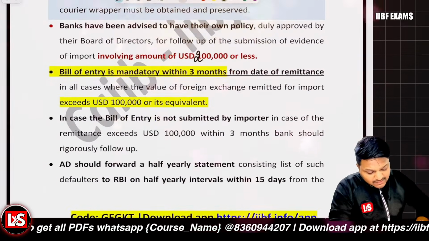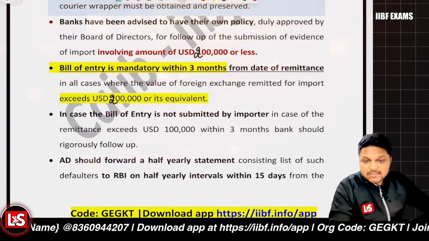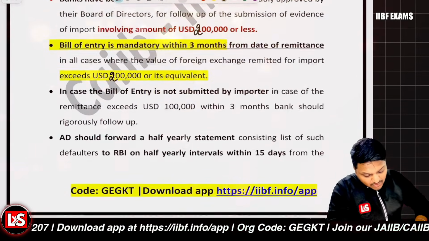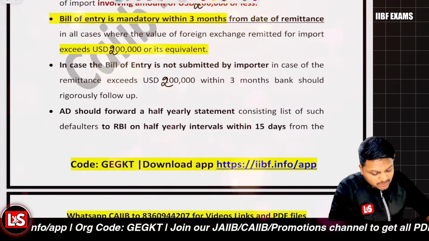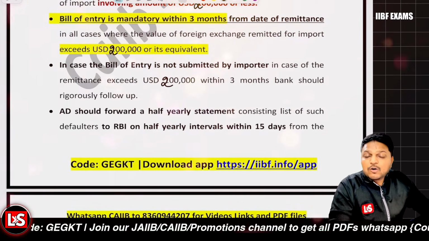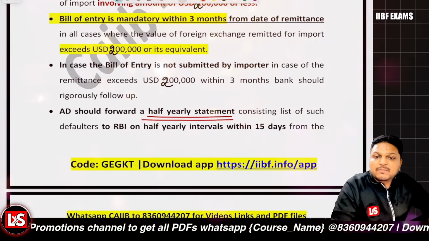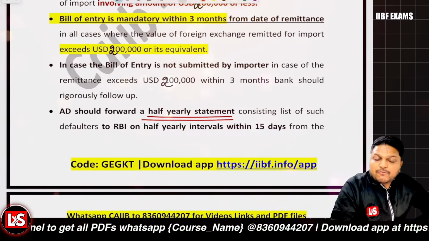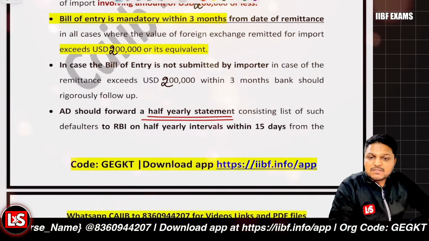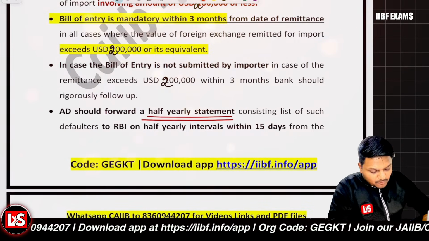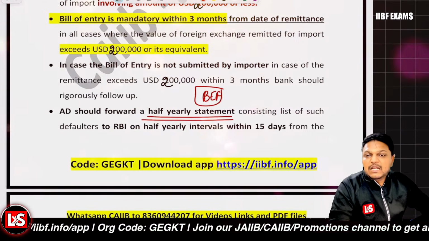In that particular scenario, the banks may have their own policy. The bill of entry is mandatory within a period of 3 months from the date of remittance, where the amount exceeds 2 lakh USD. It is the threshold limit. If it is not submitted by the importer in case the remittances exceed 2 lakh USD within the 3 months period, then the bank should be rigorously following up. The authorized dealer bank also has to forward a half yearly statement, which is to be filed with the Reserve Bank of India within 15 months after the half year, in the form of the BEF statement. We say such a statement is the BEF statement, right?